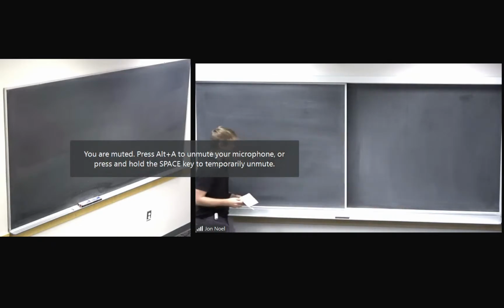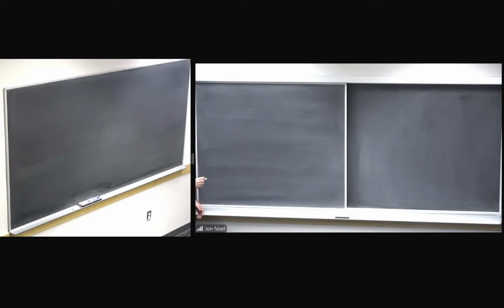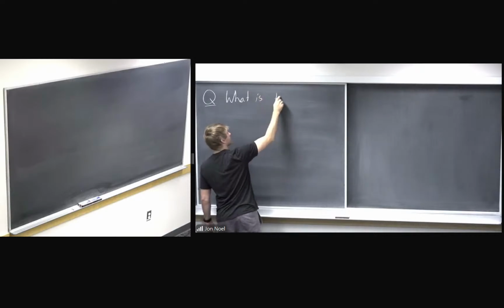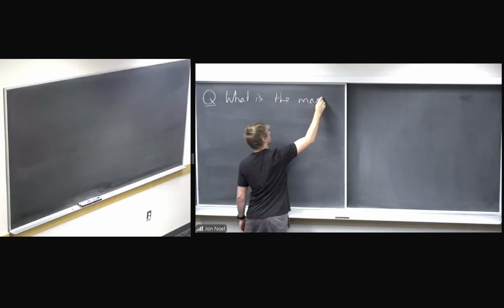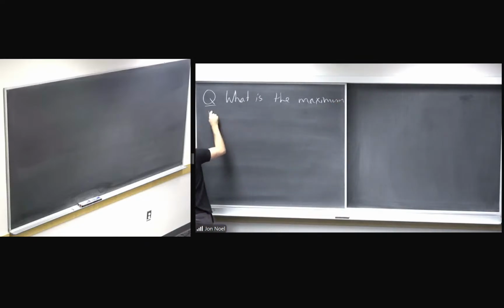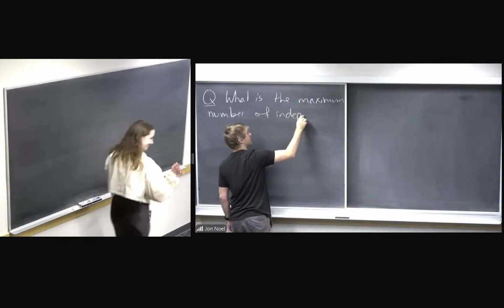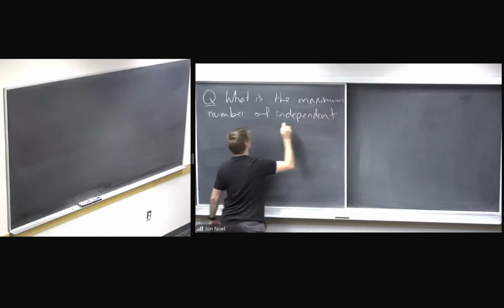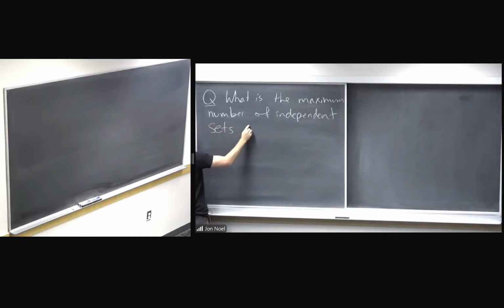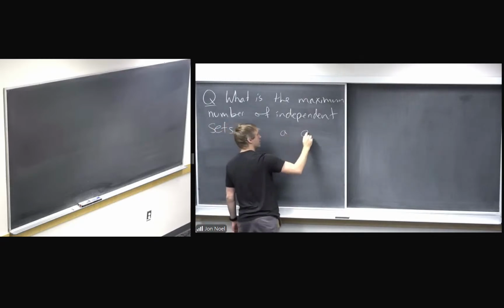Okay, so this is going to be the last lecture on, what is it, chapter 6 or something, on independent sets. So the question we're going to focus on is: what is the maximum number of independent sets in a D-regular graph.